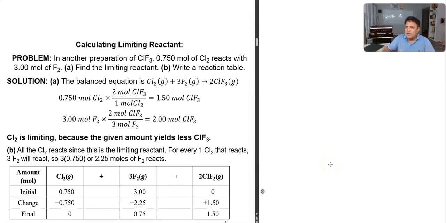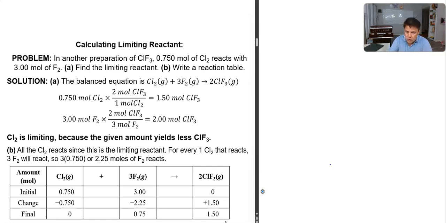Okay, now let's do some calculating of a limiting reactant. There's some problem, and then it will help to understand better. In another preparation of ClF3, 0.75 mole of chlorine reacts with 3 mole of fluorine. Find the limiting reactant. Write the reaction table for that.